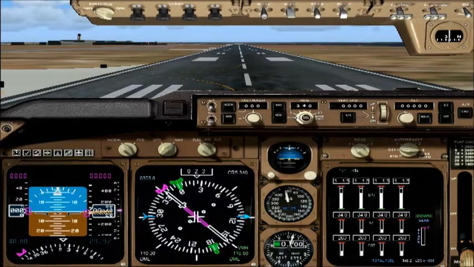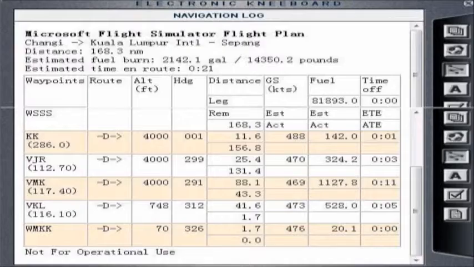Ladies and gentlemen, this is your captain speaking. We'd like to welcome you on board this Airbus 380 flight from Changi Airport to Kuala Lumpur International Airport. Before taking off, the pilot must create a navigation log from Changi to KLIA.